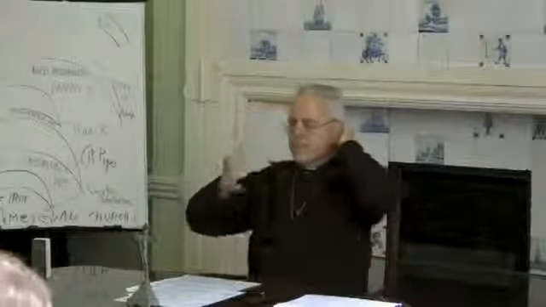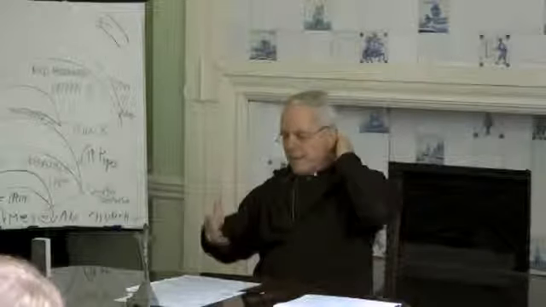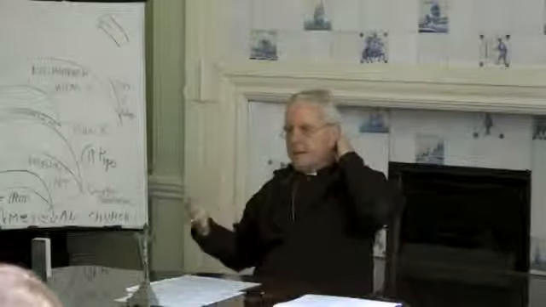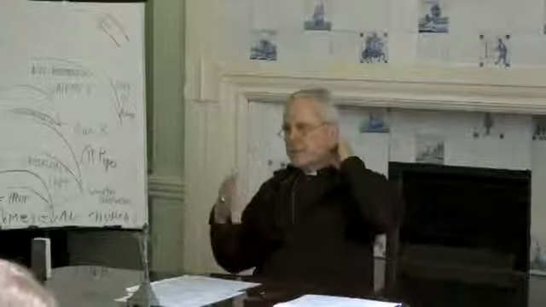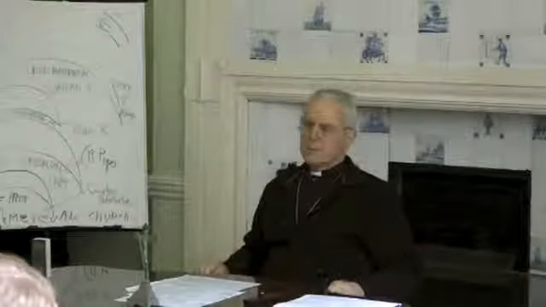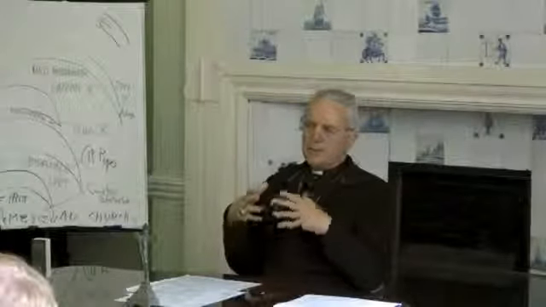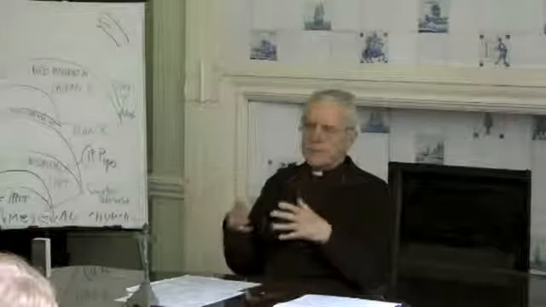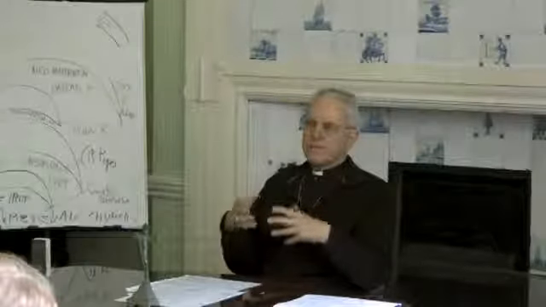Now, then, if we're starting with the efficient cause, what we're looking at is the four causes that make up an infallible definition. The Church in 1870 defined an infallible definition. The Church defined her own infallibility. Pope Pius IX defined in 1870 the Church's infallibility.